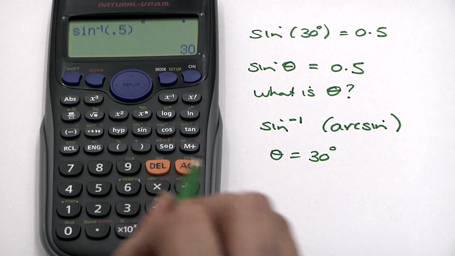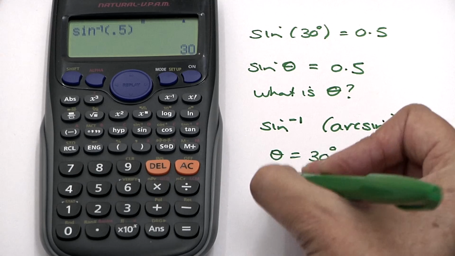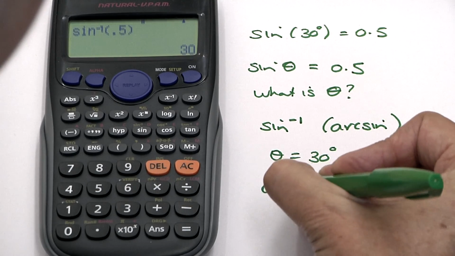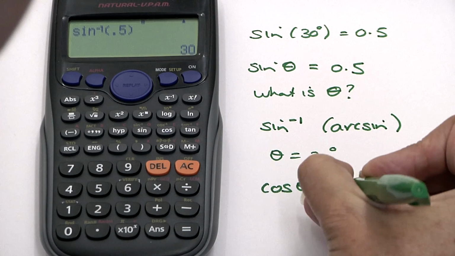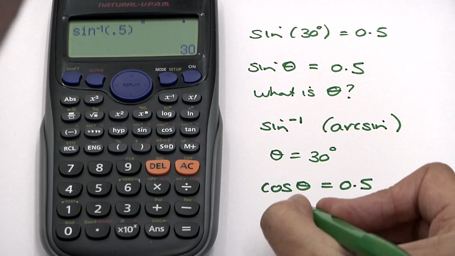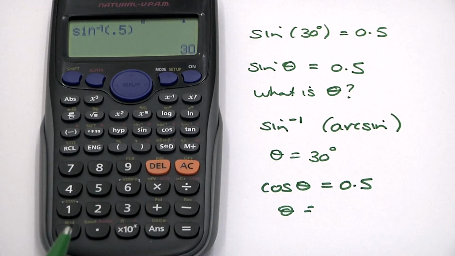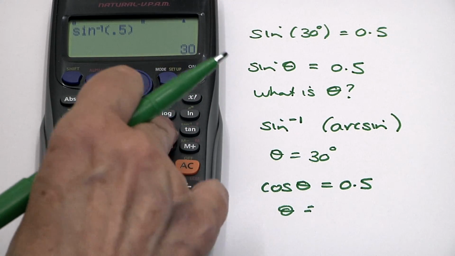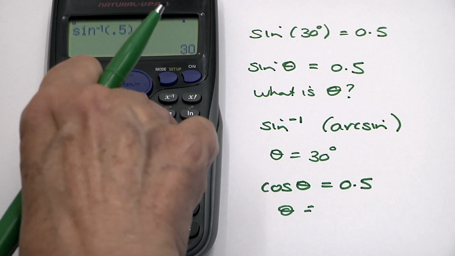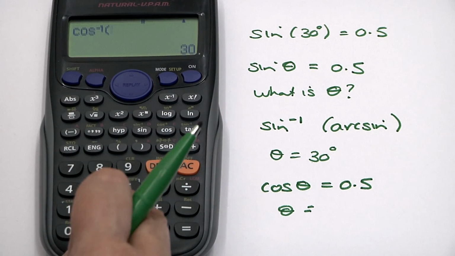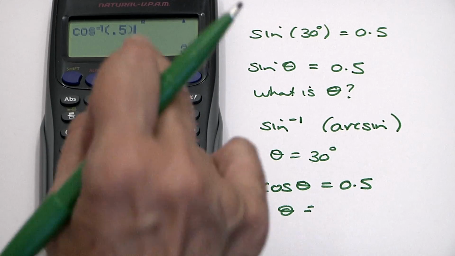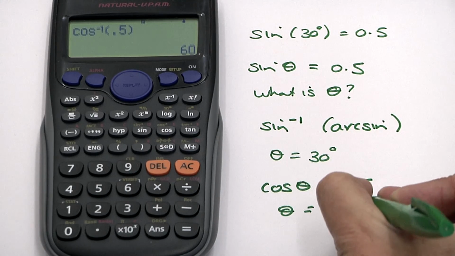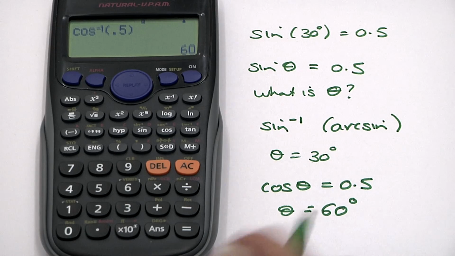And there we go. So we can do that for cosine. What about if we have cos theta is equal to 0.5? What will theta be equal to? Okay, we will put shift, and now we press the cos to the -1, or arc cos, and we put 0.5, and we get 60 degrees. Okay, you probably should have been able to guess that.